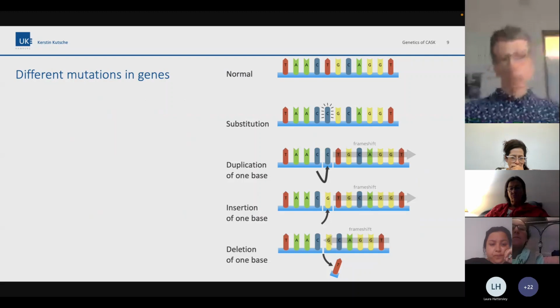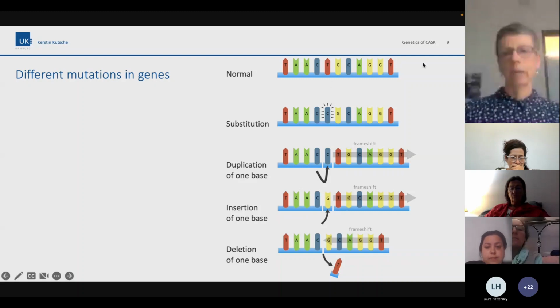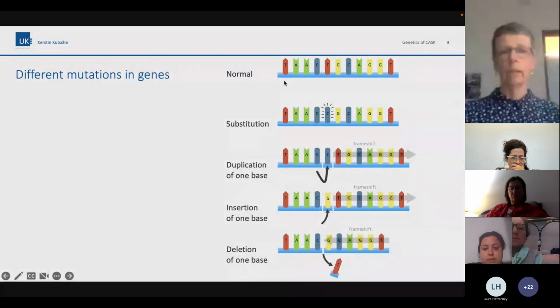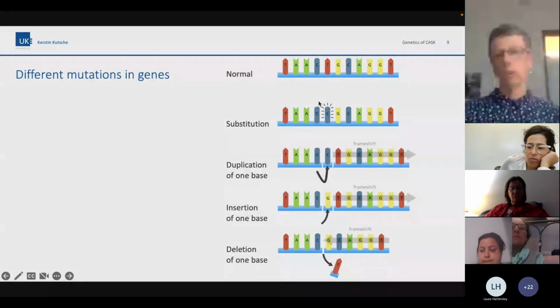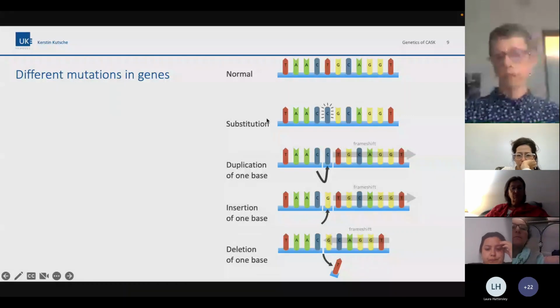Okay, so what kind of different mutations can we find in genes? Here in the upper part of this schematic, you see the normal DNA sequence, which starts with T, A, C, T, and so on. And then I will guide you through all the different kinds of mutations.